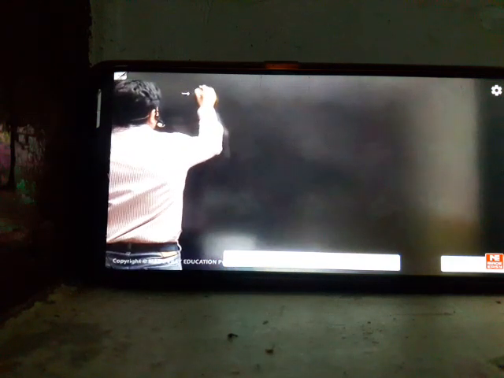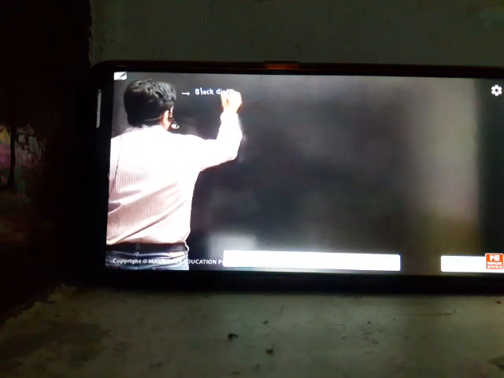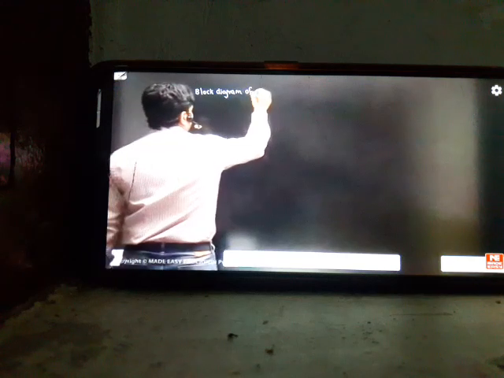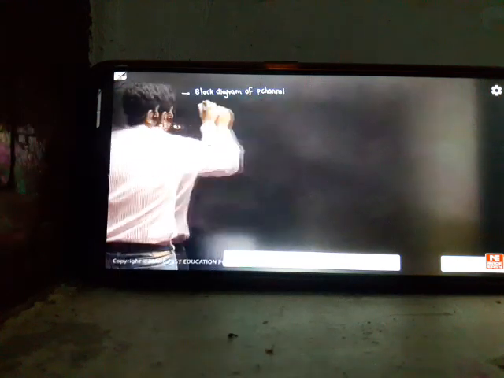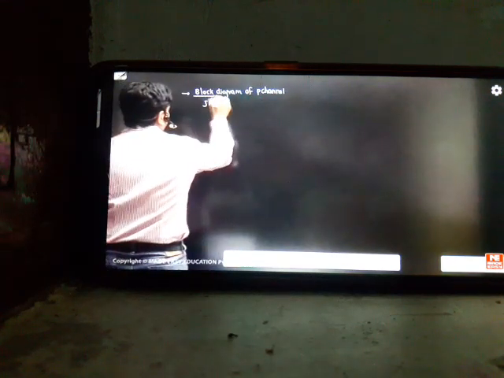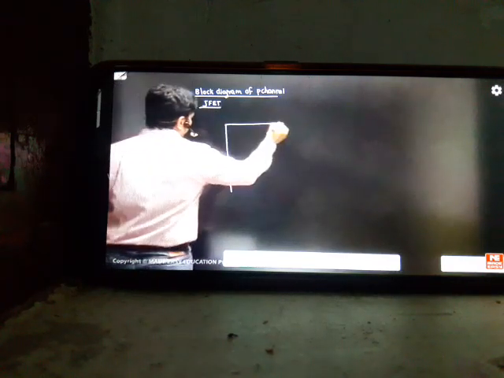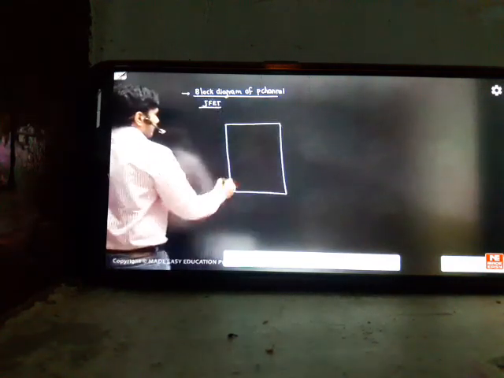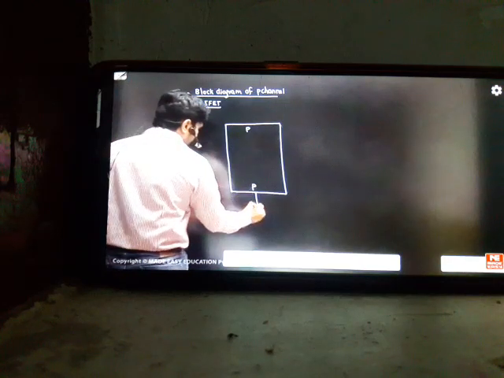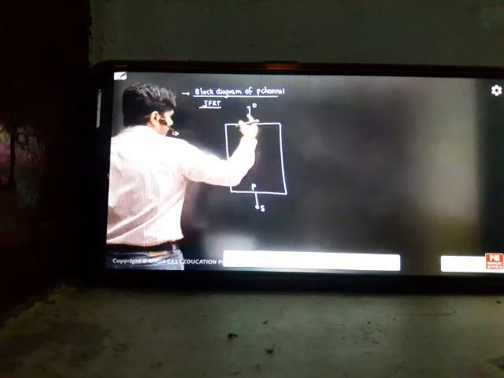Next concept is block diagram of P channel JFET. Keep the heading block diagram of P channel JFET. So what is the difference you can see in P channel? Here also we are taking a semiconductor bar, but in place of N, we'll take it as P material. And the source and drain, we can interchange if you want.